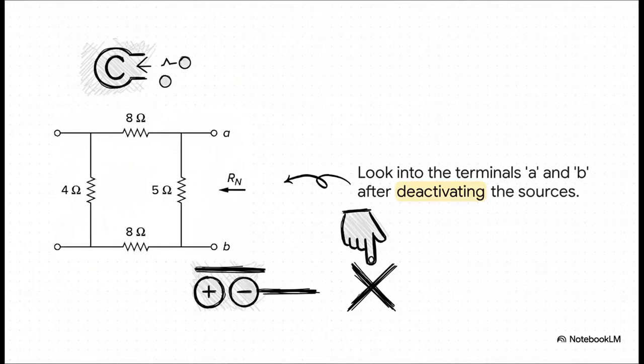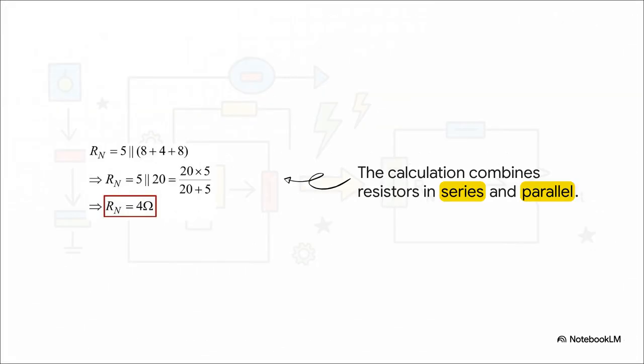Now, to find this, we pretend to look back into our terminals A and B. But first, and this is super important, we have to turn off all the independent power sources inside. Here's the rule. Current sources get replaced by an open circuit, like just cutting the wire, and voltage sources get replaced with a short circuit, just a plain old wire. Once the sources are gone, we're just left with a simple network of resistors.